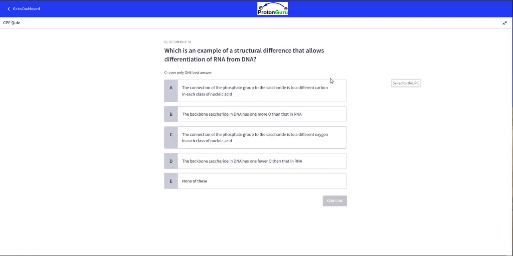All right, so number 49, which is an example of a structural difference that allows differentiation of RNA and DNA. And if you read through these answer choices, the backbone saccharide in DNA has one fewer oxygen than RNA is the one that makes sense, especially knowing that D stands for deoxyribonucleic acid, RNA ribonucleic acid. So there's one fewer oxygen in the saccharide ring.